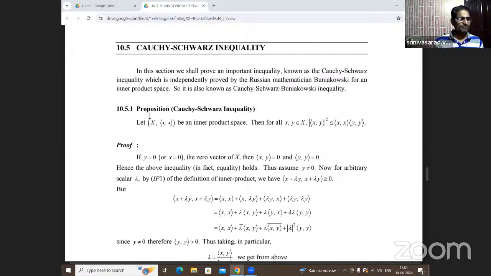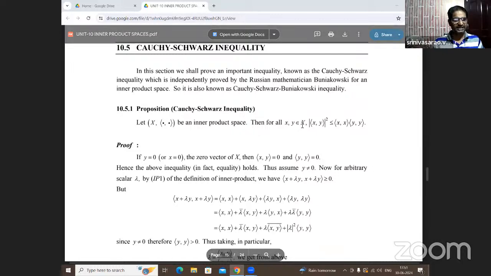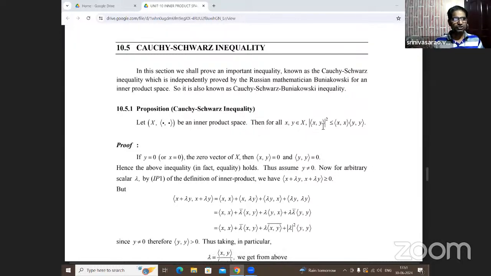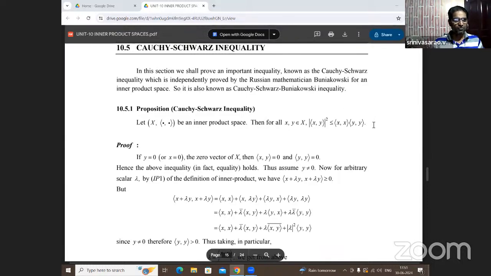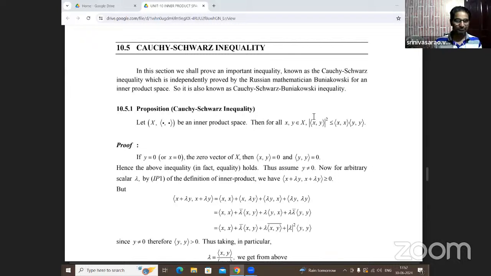Now this is 10.5.1. What is the statement? Please, is anybody here? Please tell me the statement. Let X with inner product be an inner product space, and take any two vectors x and y in it. Then the absolute value of the inner product of x and y, squared, is less than or equal to the inner product of x and x times the inner product of y and y. Students, that is the simple statement of the Cauchy-Schwarz inequality. Please stay on the line.